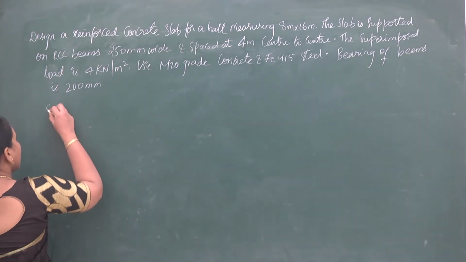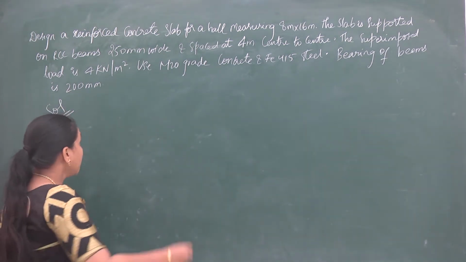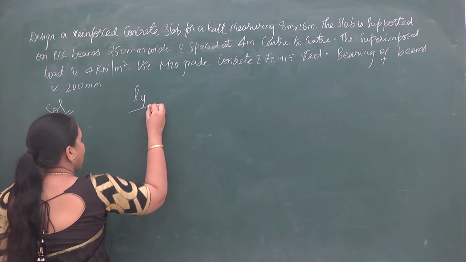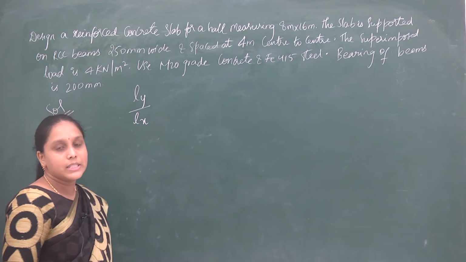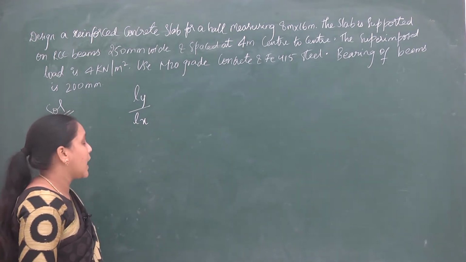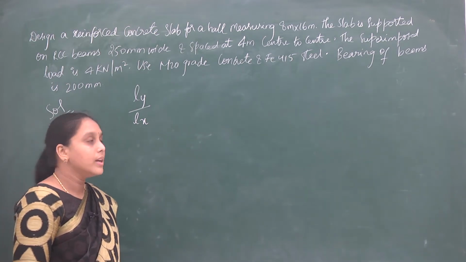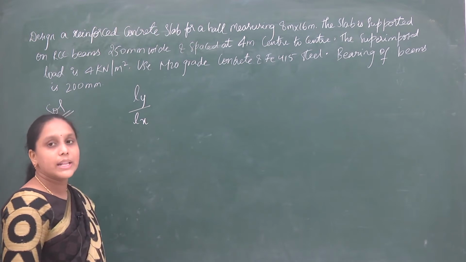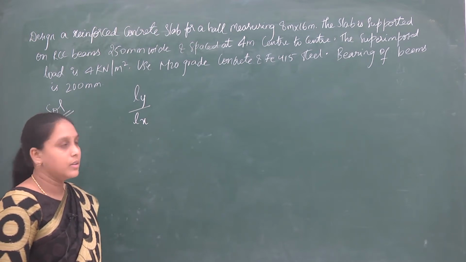So how will we find out if it is a one-way slab or a two-way slab? By the Ly by Lx ratio. If the Ly by Lx ratio is greater than or equal to 2, then it will be a one-way slab, and if the Ly by Lx ratio is less than 2, then it will be a two-way slab. Ly is nothing but the longer span and Lx is the shorter span.